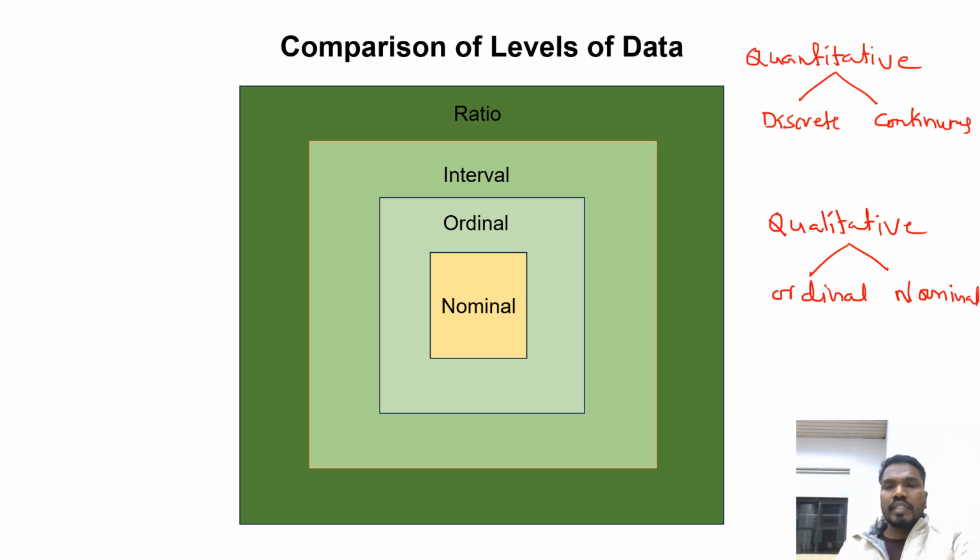Right? I said this discrete and continuous data together can be written in the form of ratio and interval. So this is how, as I said, the lowest level is nominal, and the highest level is ratio.